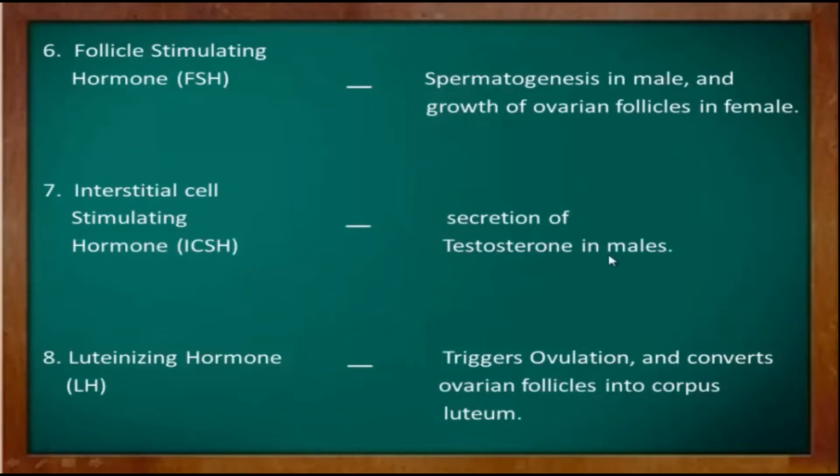Then the next one, that is luteinizing hormone, or LH. This one triggers ovulation and converts ovarian follicles into corpus luteum. In males, it promotes the Leydig cells of the testis to secrete the male sex hormone testosterone. In females, it causes ovulation, is responsible for the development of corpus luteum, and the production of the female sex hormones estrogen and progesterone.